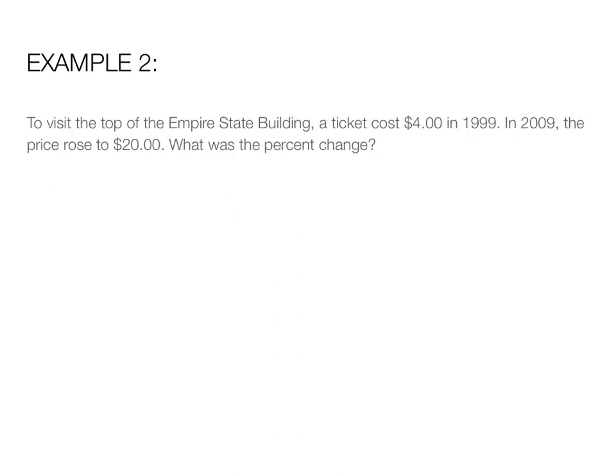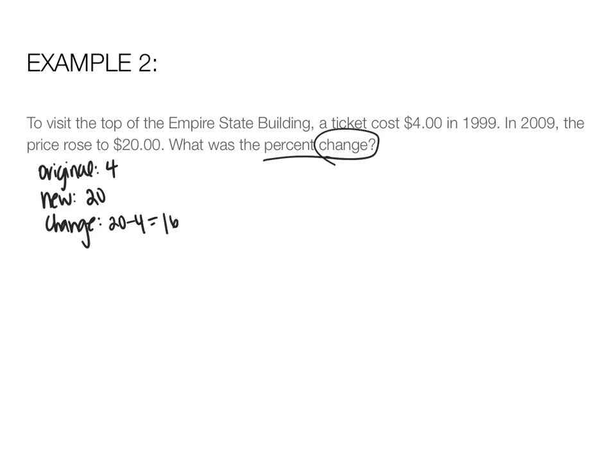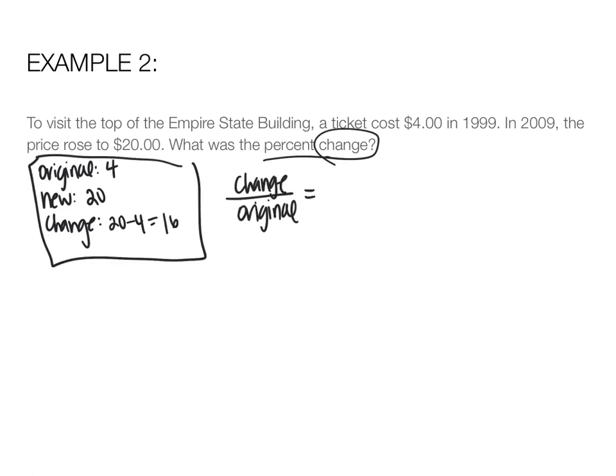Example number 2. To visit the top of the Empire State Building, a ticket costs $4 in 1999. In 2009, the price rose to $20. What was the percent of change? Originally, the ticket was $4. Now it's $20. So the change was $16. If I compare the change to the original, I end up with a larger number on top than I do on the bottom because it changed by $16 and it was only originally a $4 ticket. In the end, the ticket changed by 400%.